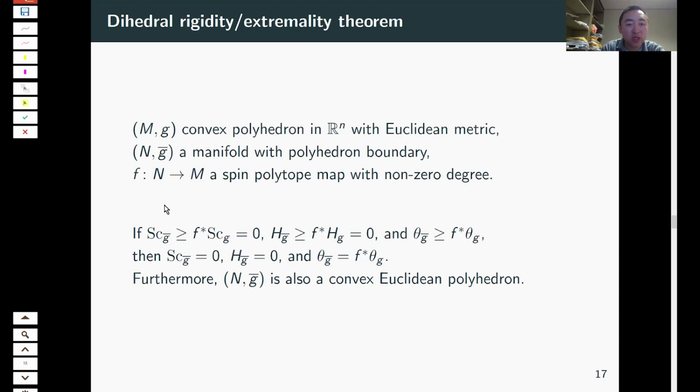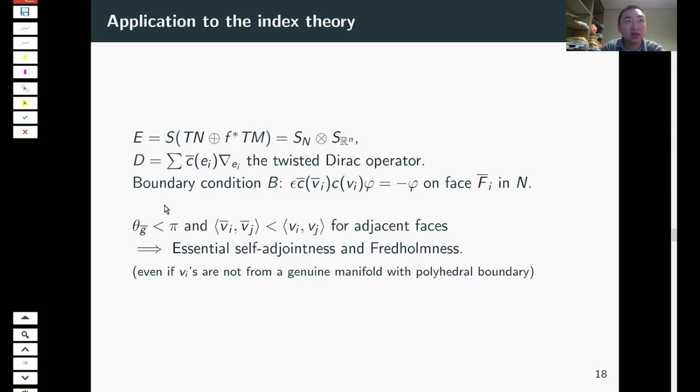Now, to prove this, we're going to use the index theoretical method. So we consider the bundle E to be the spinor bundle of the direct sum of the tangent bundles. And in this case, it's simply the spinor bundle of N tensor with the spinor bundle of Euclidean space. It's a flat bundle. And the D is the Dirac operator on this bundle. And here the boundary condition is given by this. It's also introduced in Zhizhang's talk.